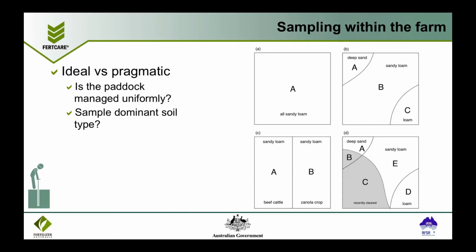Or we might have a situation where we have a combination of both soil types and management. The ideal approach here would be to take a soil sample in each of the zones identified in that bottom right-hand graphic. So you would take a soil sample in zone A, another one in zone B, one in zone C, one in zone D, and one in zone E.